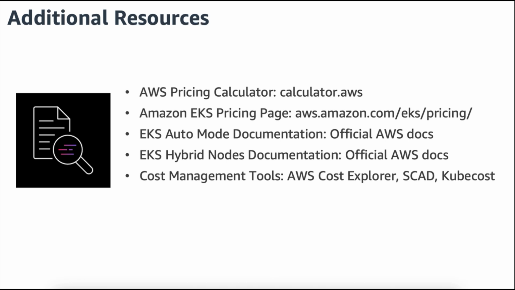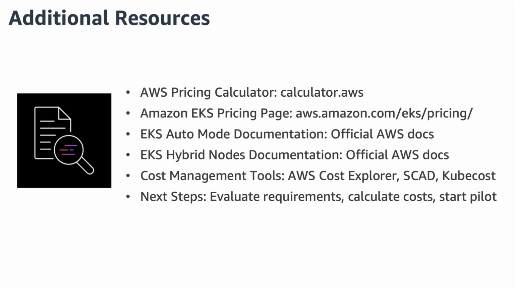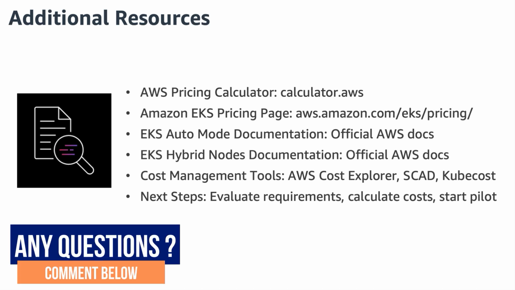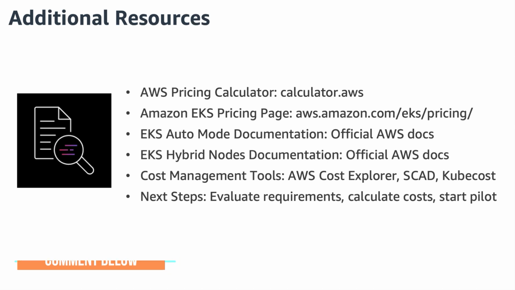For ongoing cost management, leverage AWS Cost Explorer for analyzing your spending patterns and KubeCost for Kubernetes specific cost allocation and optimization recommendations. These tools provide the visibility you need to maintain cost efficiency over time. Your next steps should be to evaluate your specific requirements, calculate costs for different deployment models, and start with a pilot deployment to validate your assumptions before scaling to production.